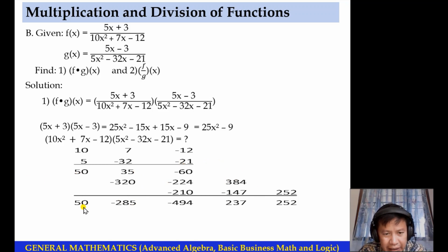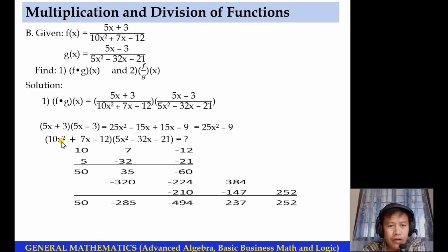Okay, bring down 50. Then take note, you're going to add. So this is negative 285 because 320 minus 35 is 285, and copy the sign of the bigger absolute value. Then all of these numbers are negative, therefore you're going to combine. You're going to add all the three numbers and copy the common sign. So you have 60 plus 224 plus 210 is 494, and that is negative. And you're going to subtract because the two numbers have different signs. So 384 minus 147 is 237, and that is positive, and bring this down.